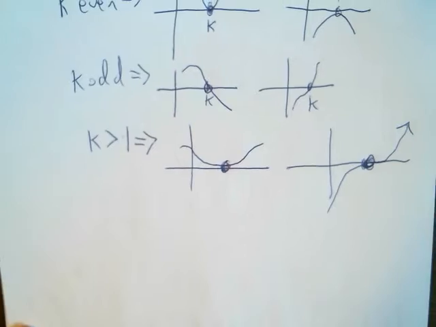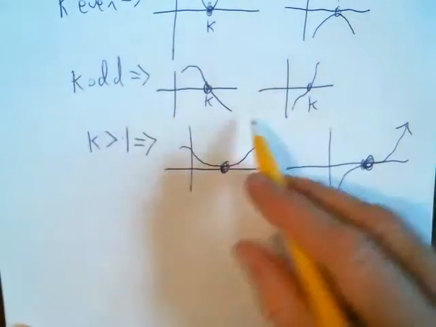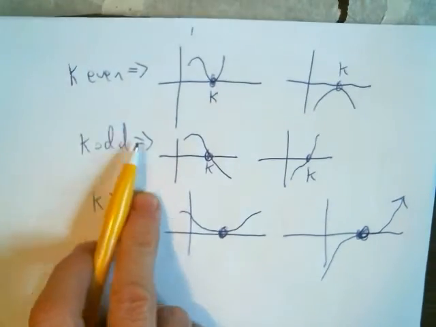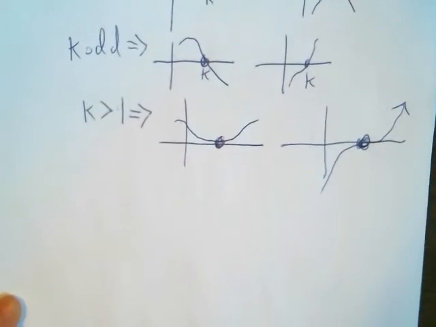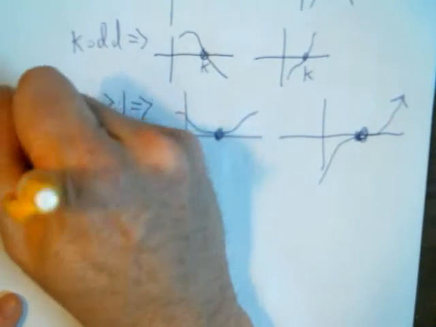Okay, this last part, we don't really worry too much about. It's more these two, the evenness and oddness, that is really for us.